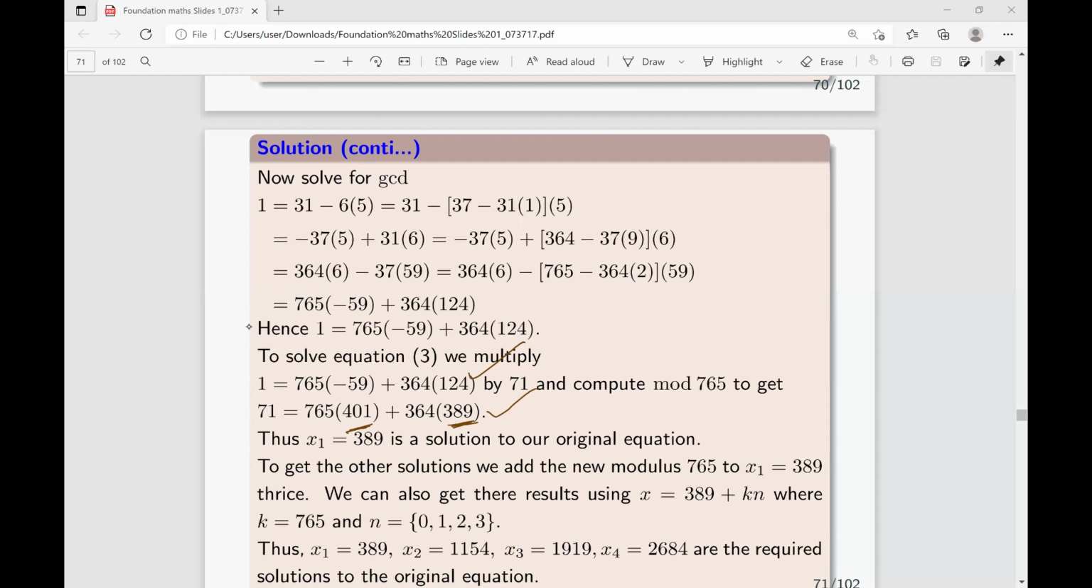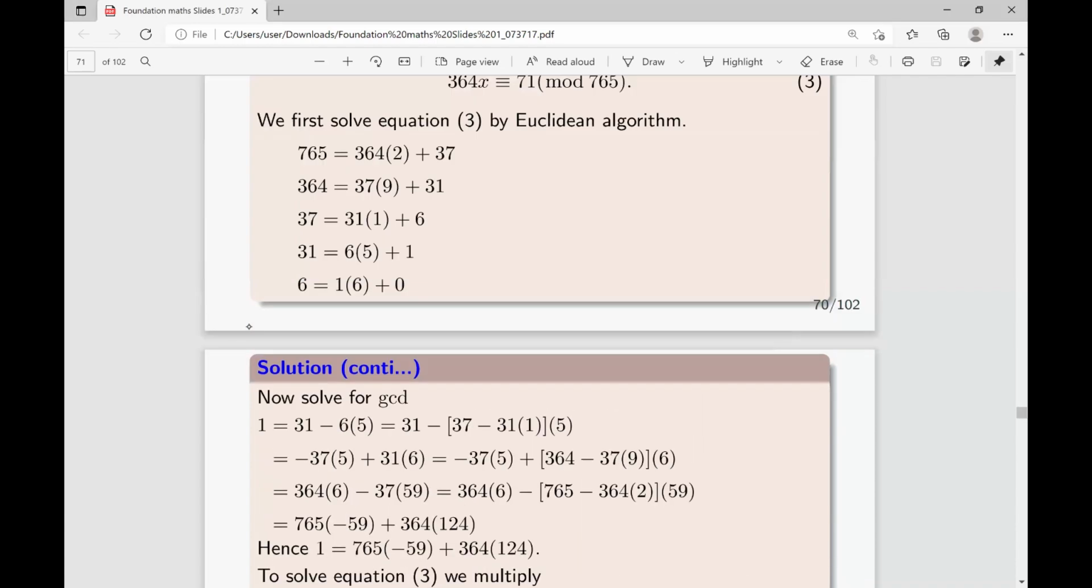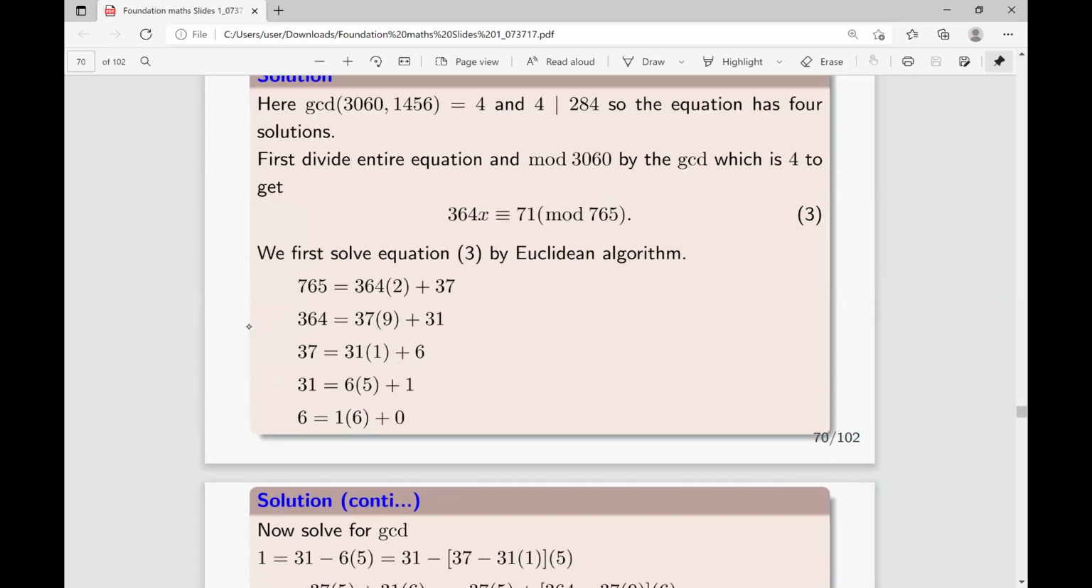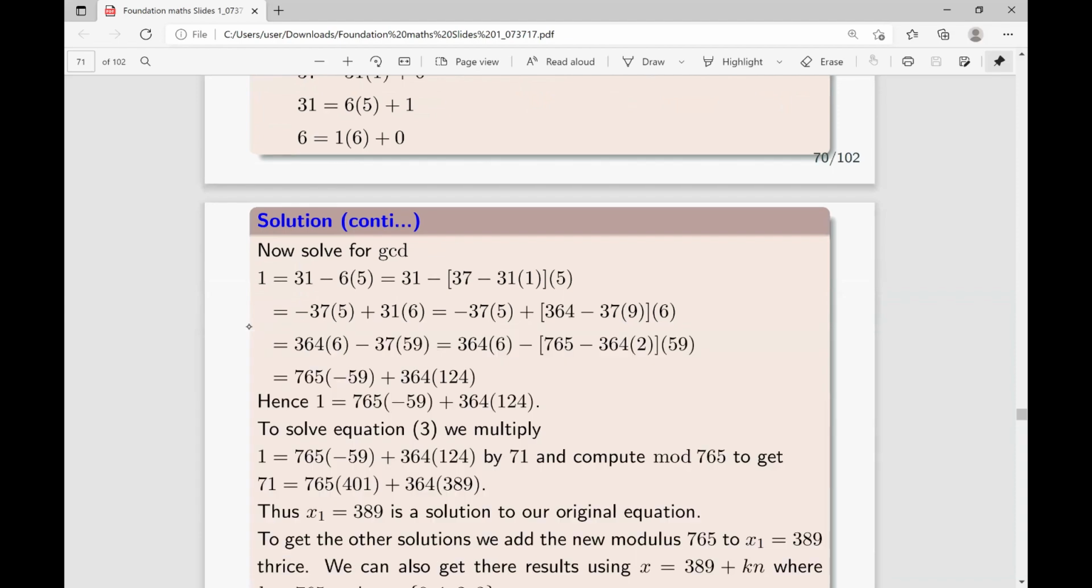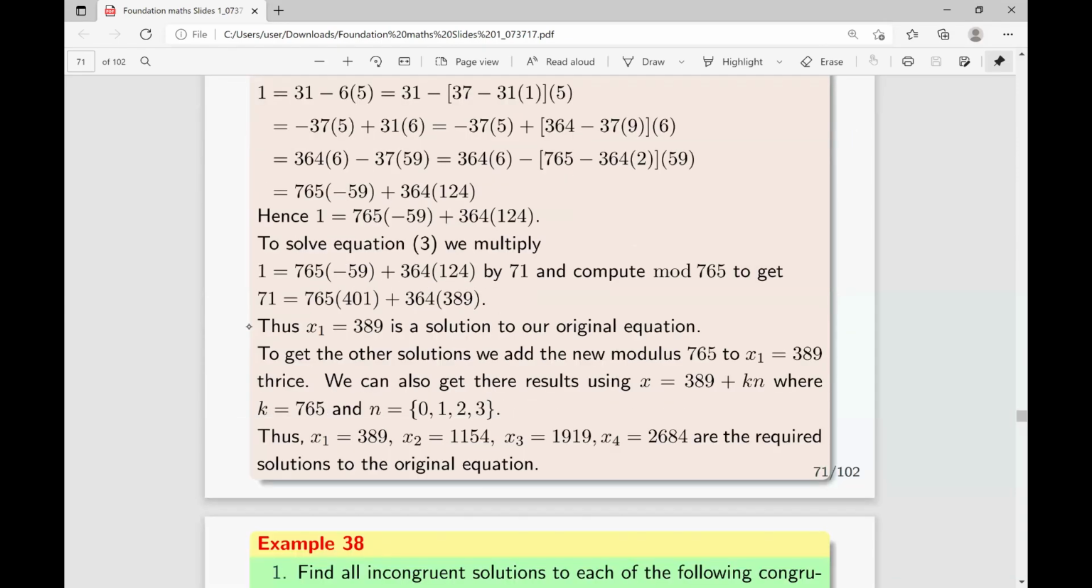What is our mod? Just go to where the mod is. The mod was 3. The new mod was 765. Yes, so that's what I did. Let me show you how the mod is 765.